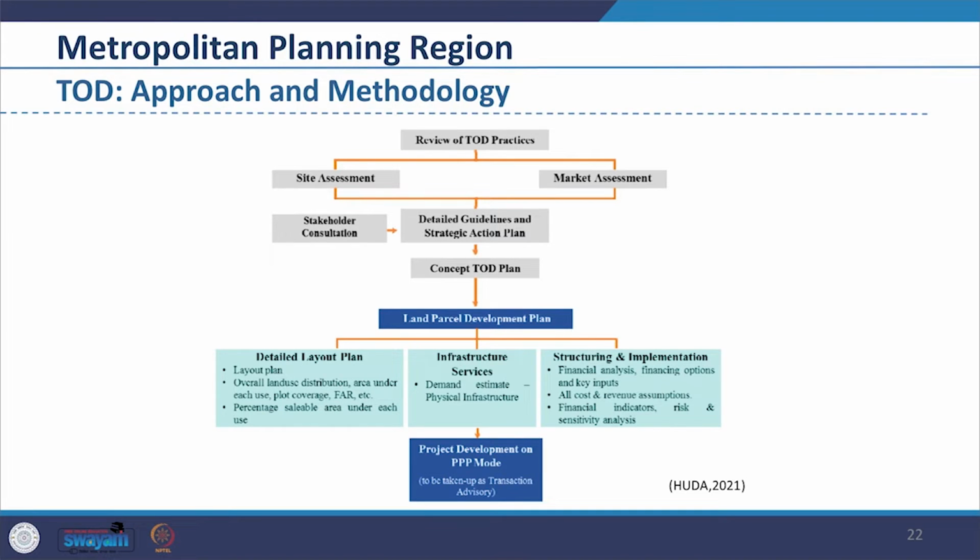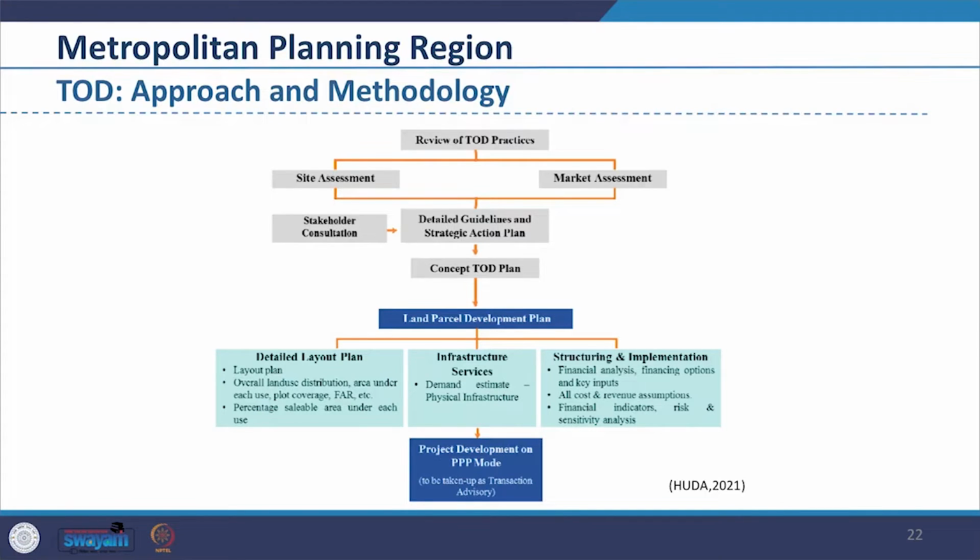Detailed layout plan included layout plan, overall land use distribution, area under each, plot coverage, FAR, all these details. Percentage sellable area under each use was also specified. Within the infrastructure services, demand estimate of physical infrastructure was done. Within the structuring and implementation details, financial analysis, financing options and key inputs were specified. All cost and revenue assumptions, financial indicators, risk and sensitivity analysis was performed.